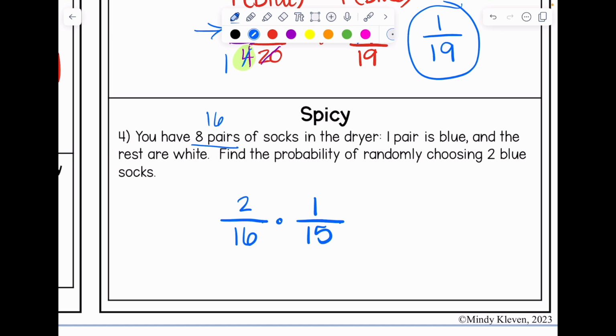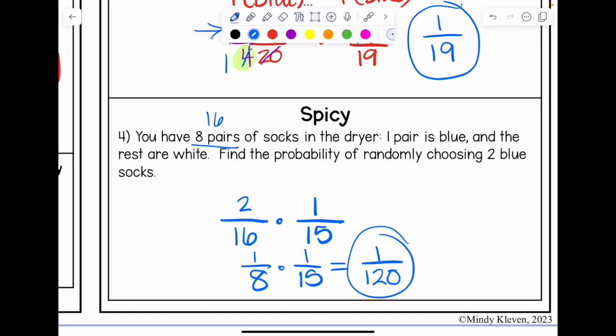So again, we can do some simplifying here. 2/16 simplifies to 1/8, so 1/8 times 1/15. And when I multiply straight across, I'm going to get a 1 out of 120 chance of those two events happening.